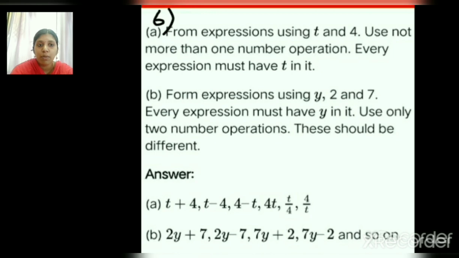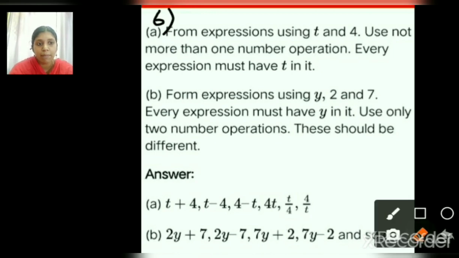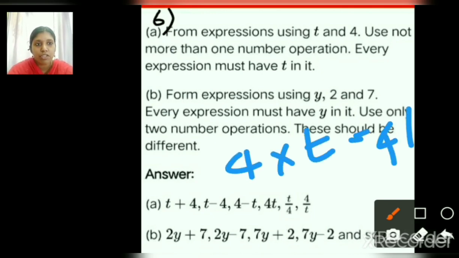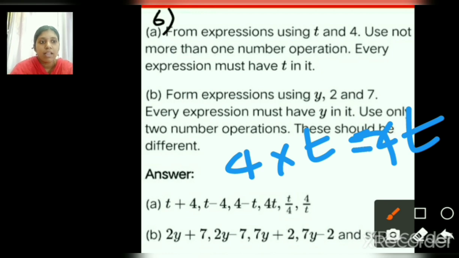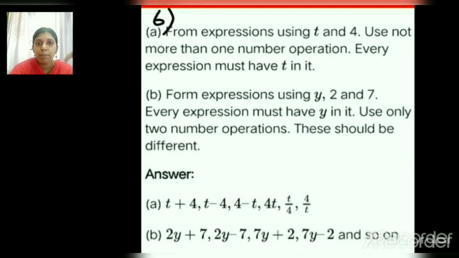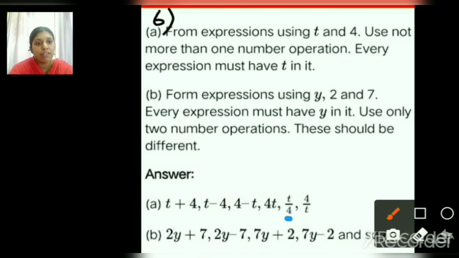Clear, children? Now next one, 4t. 4t means it is 4 into t. Yes or no? So 4 into t is nothing but 4t. The operation used here is multiplication. Now next one, t divided by 4. The operation used is division. So t divided by 4, and the next is 4 divided by t. Clear? T divided by 4 and 4 divided by t are both different. So these are the expressions that can be formed using t and 4.